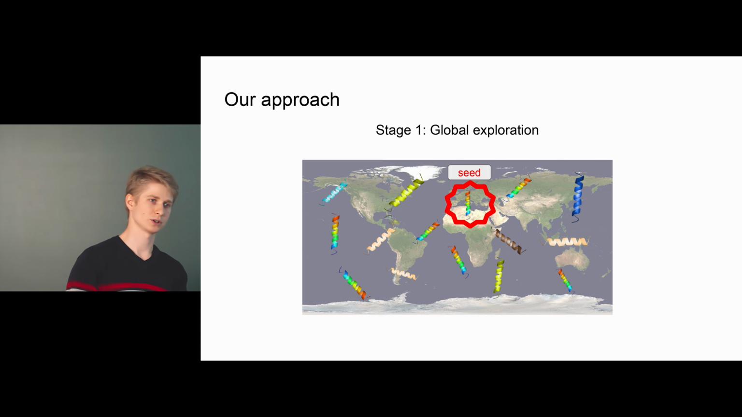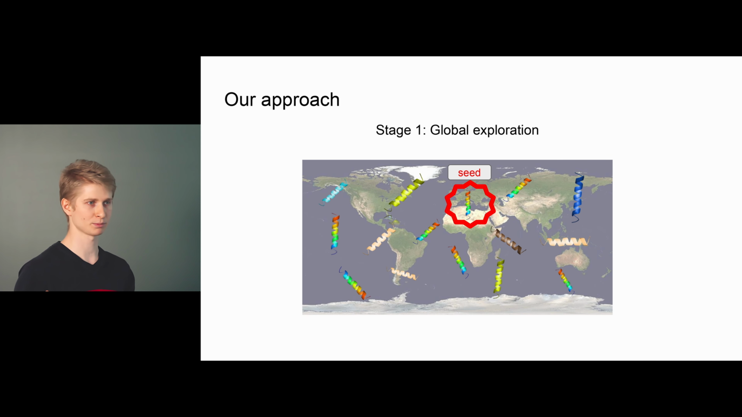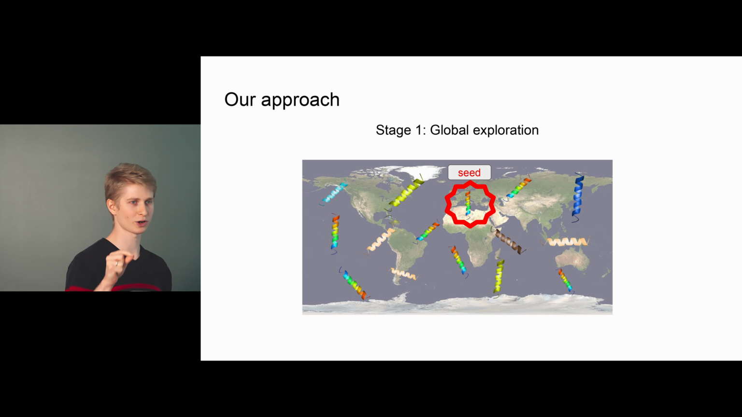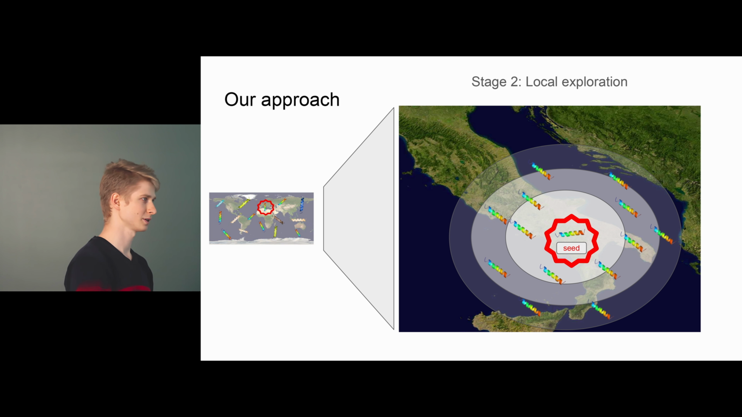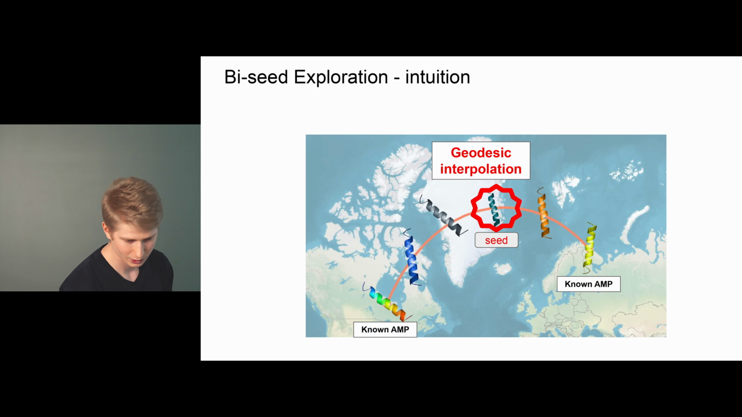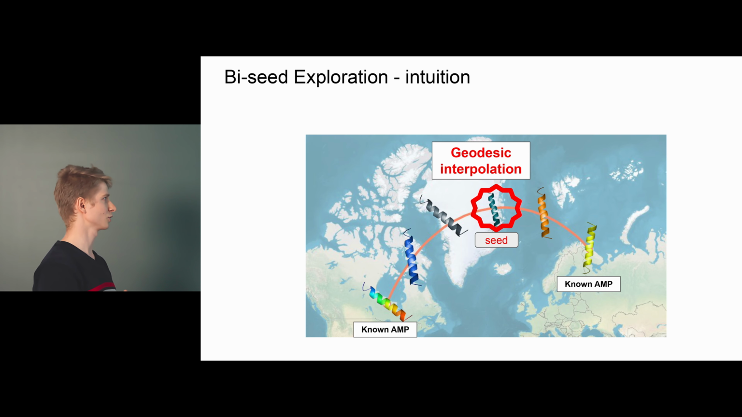Our approach divides into two stages. The first stage is global exploration. On the whole map of peptides, we want to find some peptides that we call seeds. And then we zoom in and explore locally to exploit this specific seed to find even more and even better analog peptides. And now let's jump into the first stage, global exploration.